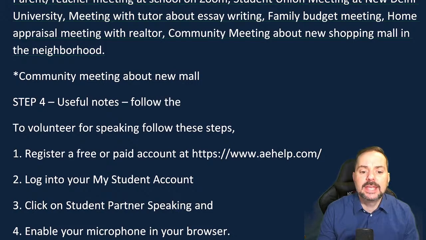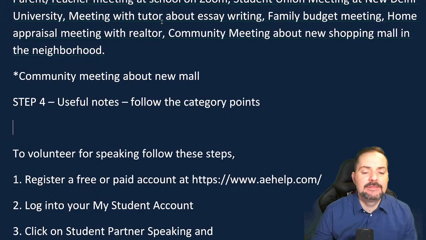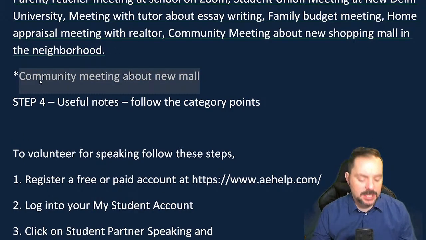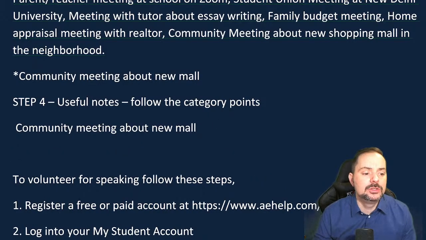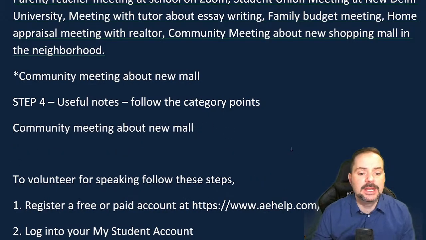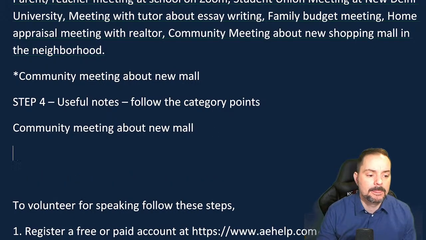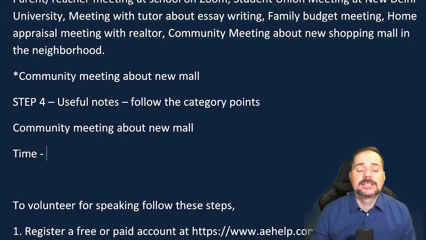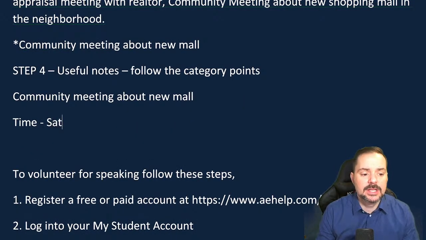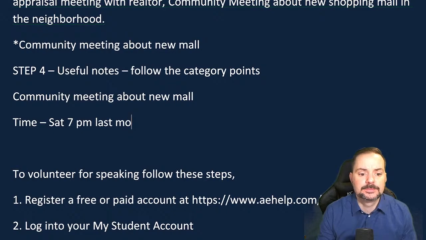Okay. Follow the category points. So we already have number 1, what it's about. It's a community meeting about a new mall. Okay. Now we need to talk about the time of the meeting. So when is this meeting held? Okay. So let's say Saturday, 7 p.m. Last month. Okay. On 15th. Okay. Be specific.